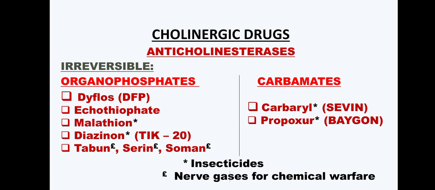Tabun, sarin and soman come under nerve gases for chemical warfare. Malathion and diazinon come under insecticides. And carbamates contain carbaryl, that is Sevin, and propoxur, Baygon. These two come under insecticides.